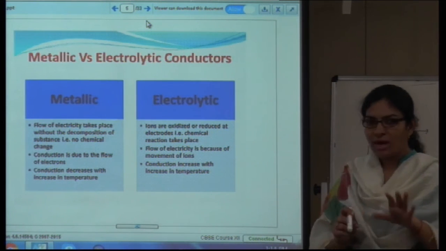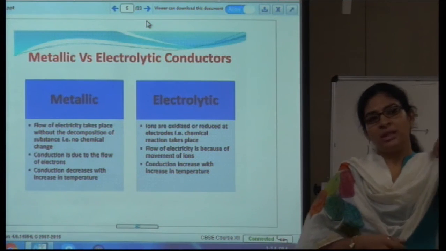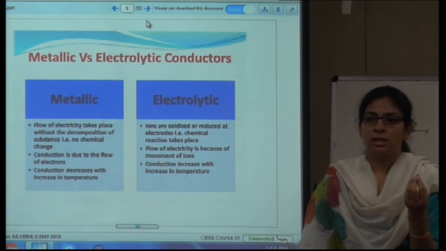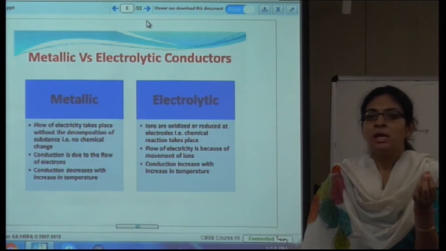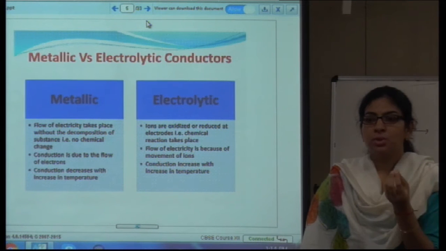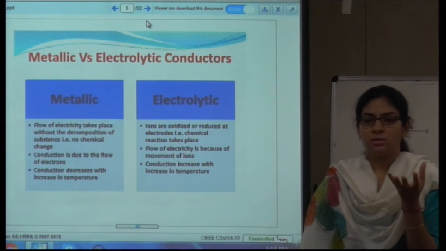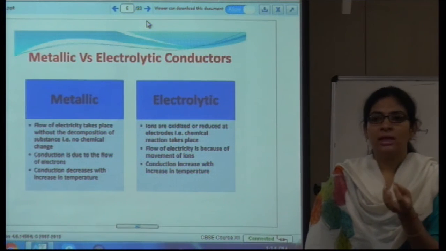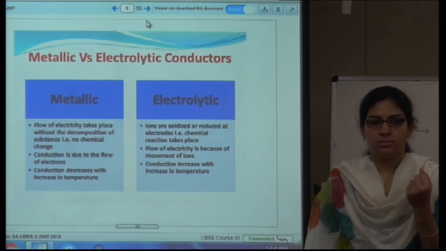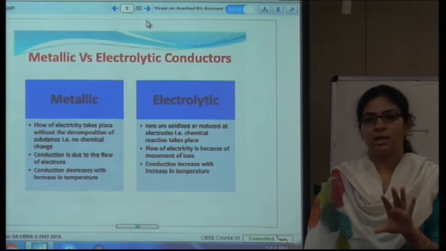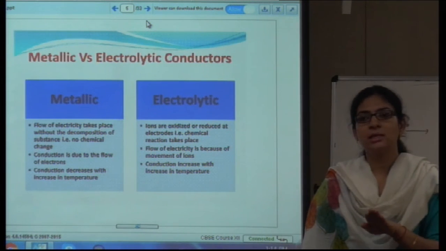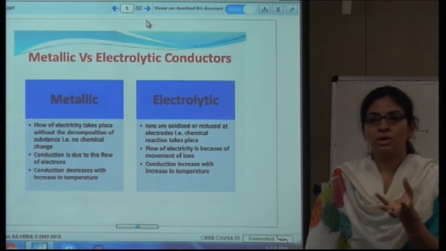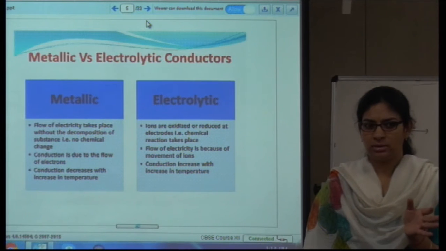And moreover, one more difference is there. You may have learned about metallic conduction in physics also, and you must have seen their variation. You know that resistance is there. Metals have some resistance also, right? That resistance increases with temperature, and metallic conduction therefore decreases with increase in temperature. If you increase the temperature, metals are going to conduct less electricity, right?